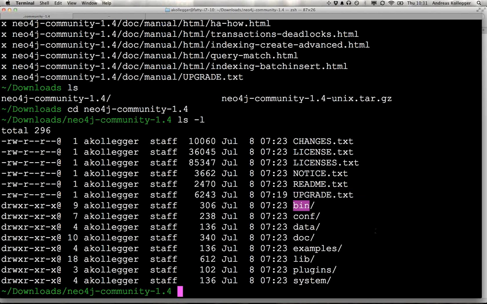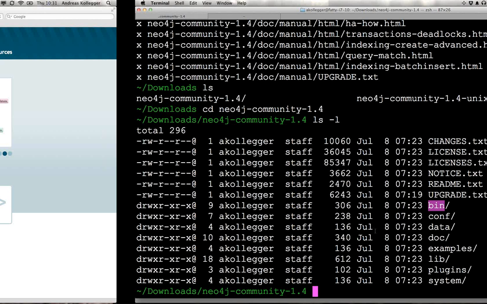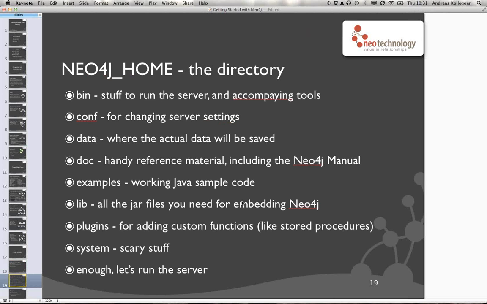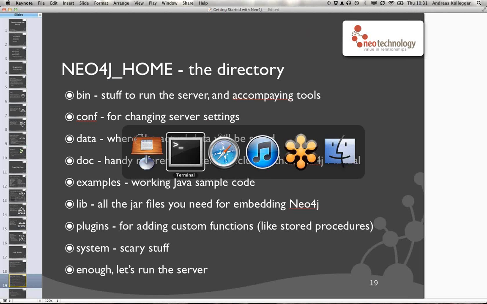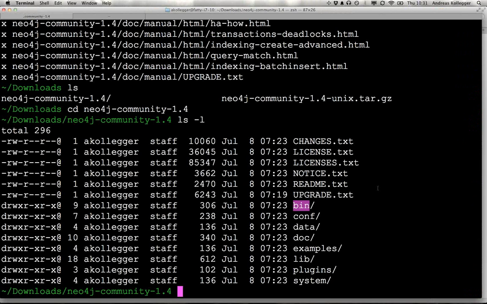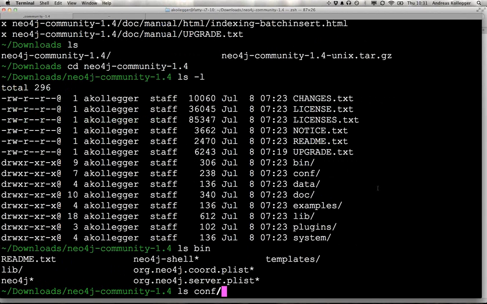Now, I'm going to switch for a second back to advancing a slide here. For the benefit of people who might be looking at the slide deck, let's take a look at each of these directories and see what's inside. The bin directory, of course, has the binary executables for actually running the server. It also has some associated tools that are available, like the Neo4j shell.